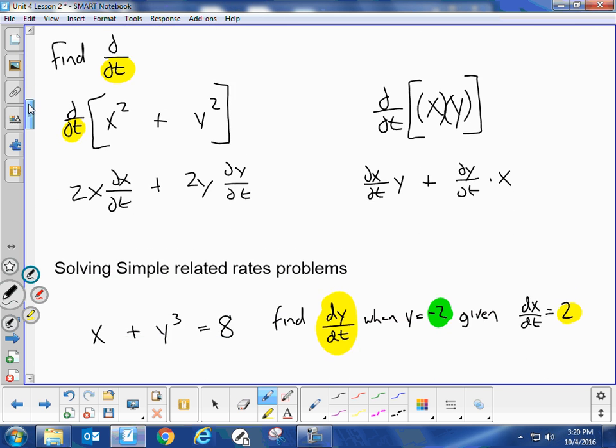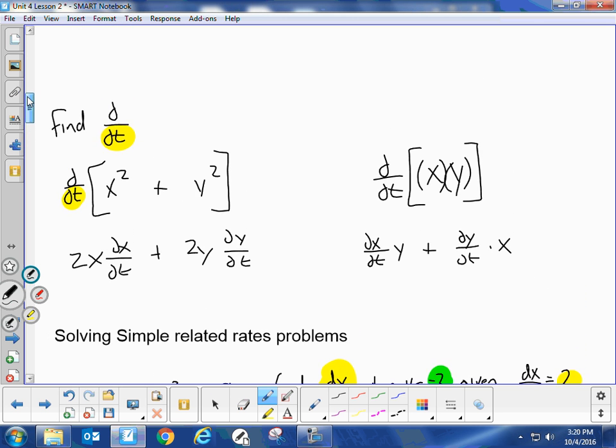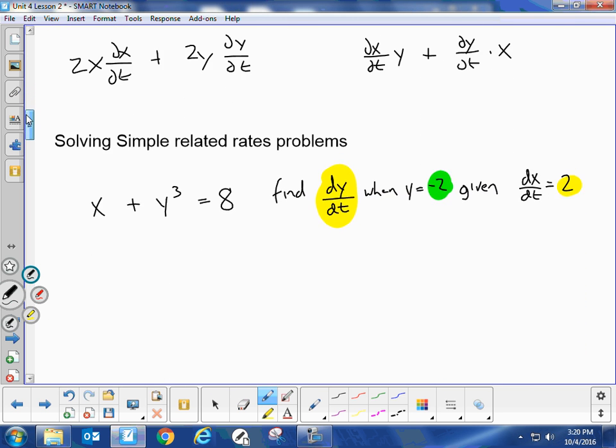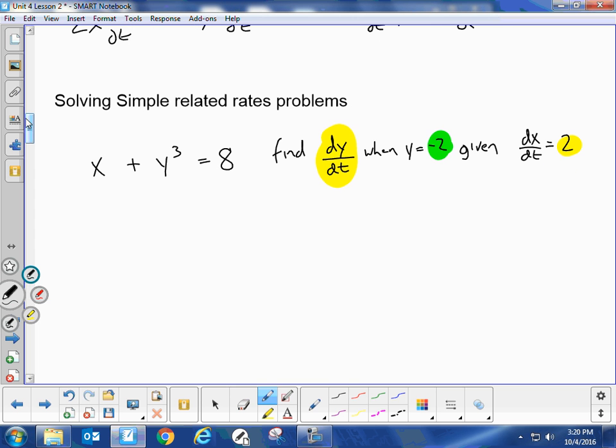All right. Well, we call these problems where we're taking derivatives with respect to time related rates problems. Okay? And here's a simple related rates problem. I'm giving you an equation, x plus y cubed equals 8, and I'm asking you to find dy dt, but I'm giving you some information. Find dy dt when y is equal to -2 given dx dt is equal to 2.